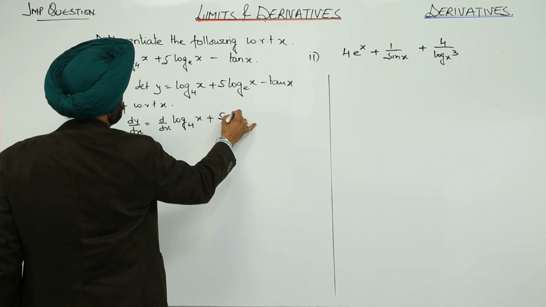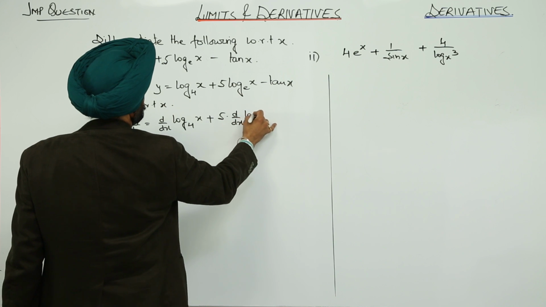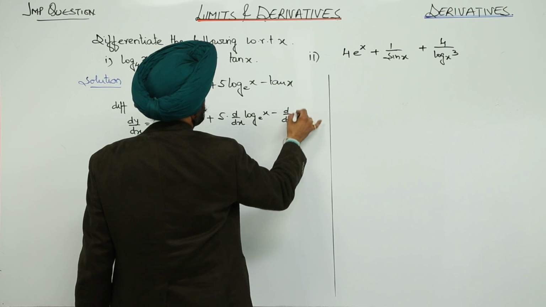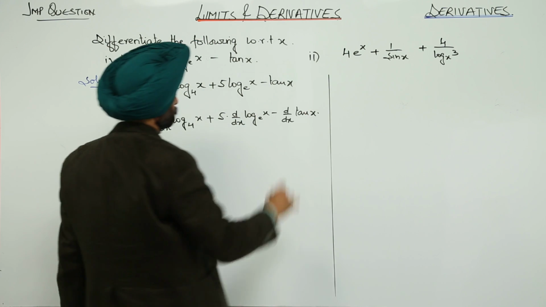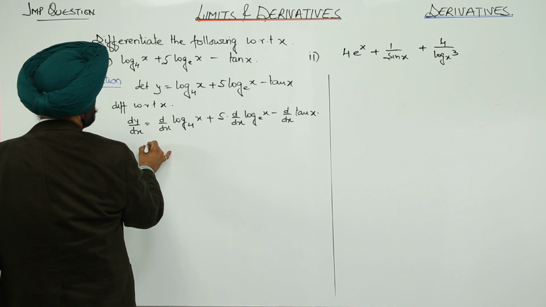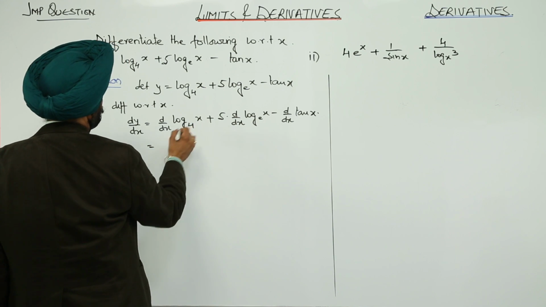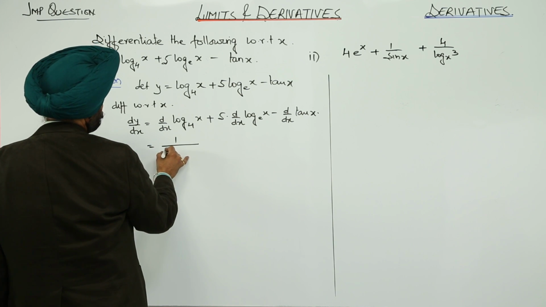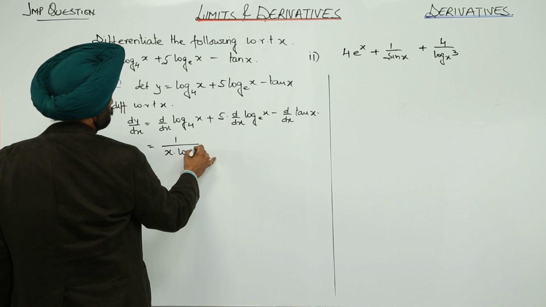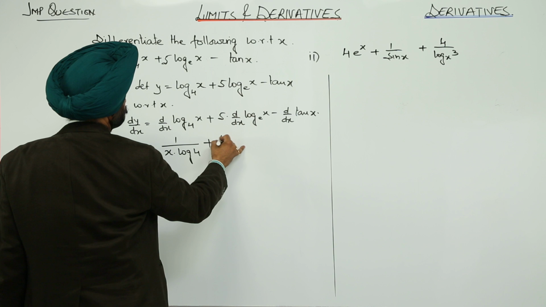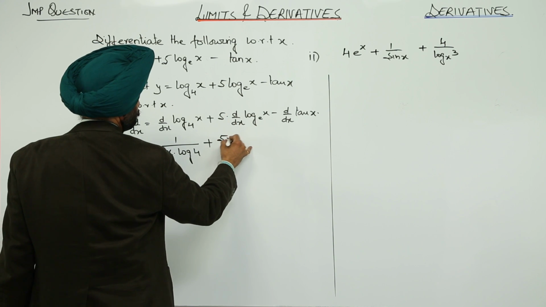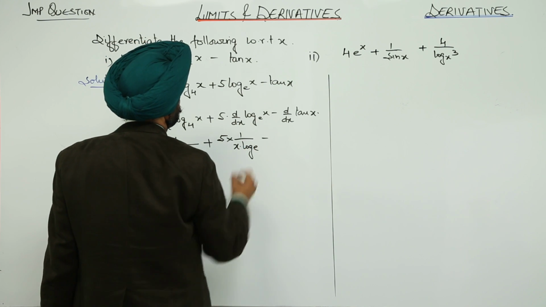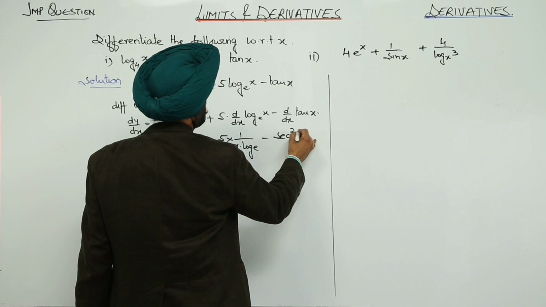plus 5 d by dx of log x minus d by dx of tan x. Okay. Now this becomes, now d by dx of log 4x, that is 1 upon x log 4, plus 5 times 1 upon x with log e, minus secant square x.